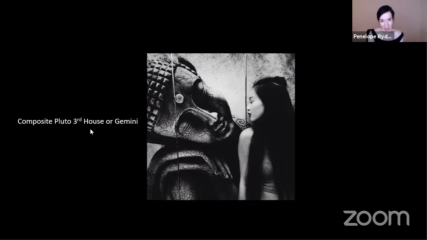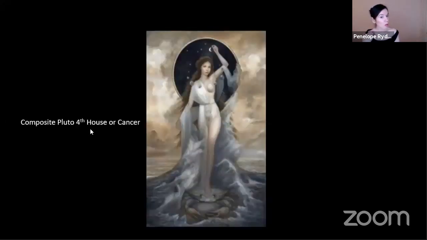Now, next one is going to be composite Pluto in the 4th house of Cancer. This relationship is about feeling safe and secure, as past emotional upheaval would have occurred, and there would have been no control over separation. If we believe in past lives, as we do in evolutionary astrology, we come in with imprints, and these imprints affect the way we interact with each other and the dynamics within our relationships.